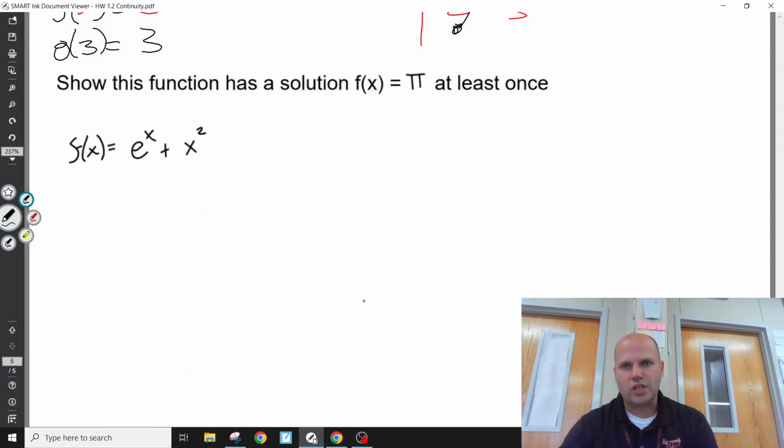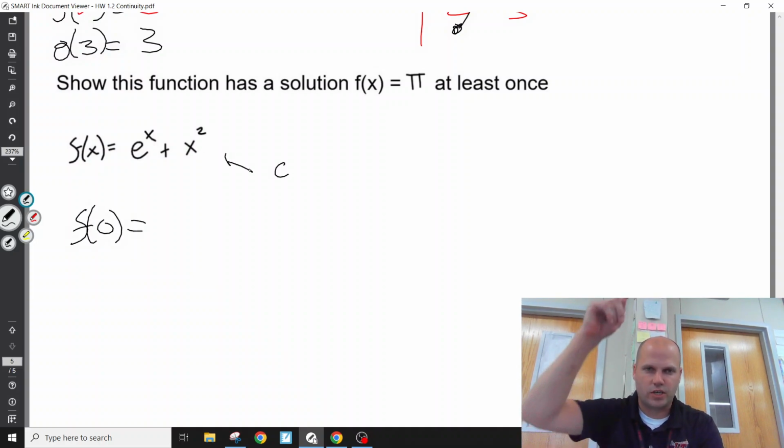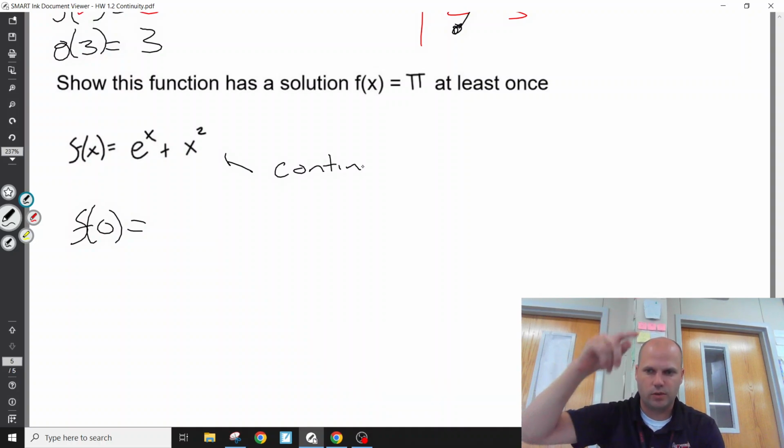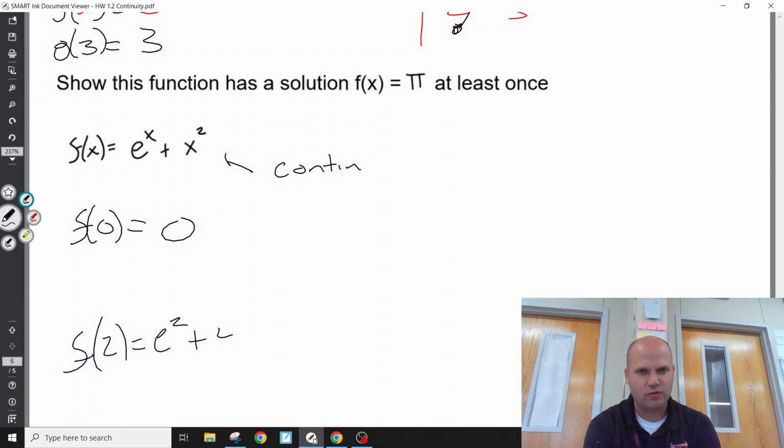I don't love this one because I don't give you an interval, but it says, like, show that this equals pi. Well, like, all I need is 2 points. So first things first, like, I know this function is continuous, and I should have checked that the previous function is continuous. It's continuous. If I plug in 0, I get 0. If I plug in 1, that's not enough. Let's plug in 2. 2 is e squared plus 4.